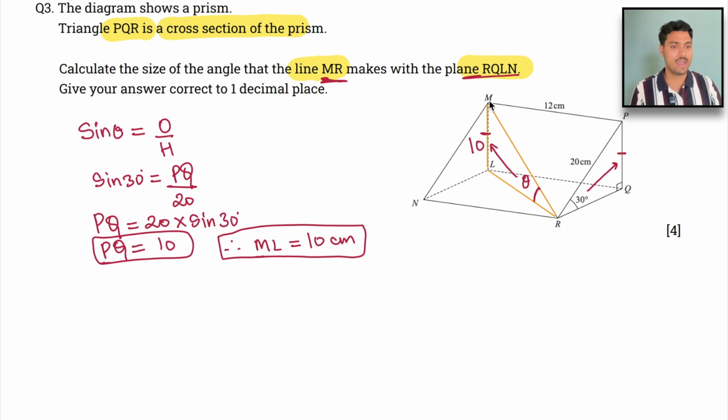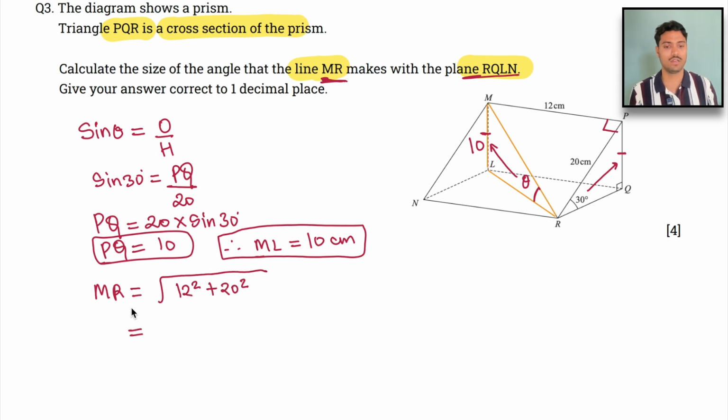Now we can see MPR is also a right angle triangle, right angled at P. So we can find the length of MR. MR is equal to, again, the square root of 12 square plus 20 square. That's how we can find the length of MR, which is the square root of 12 square plus 20 square. That is equal to 4 root 34.